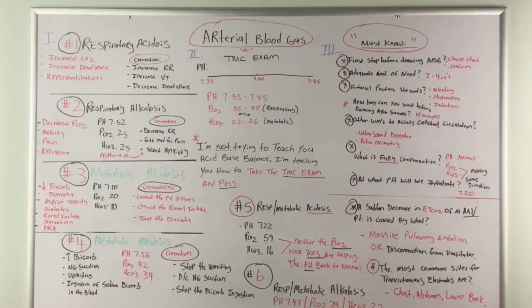If there is something wrong with the PCO2, that represents a respiratory problem. If there's something wrong with the bicarb, that represents a metabolic problem. Again, I'm not trying to teach you acid-base balance. I'm trying to teach you how to take the TMC exam and pass. There's another scenario on the exam that you should be aware of. If you look at number 5, it says respiratory and metabolic acidosis. The blood gas of a respiratory and metabolic acidosis will look like this: a pH of 7.22, a PCO2 of 59, and a bicarb of 16. Can't you see that?